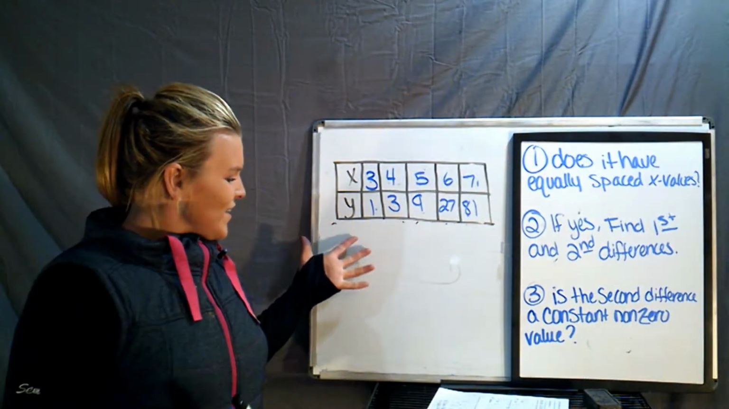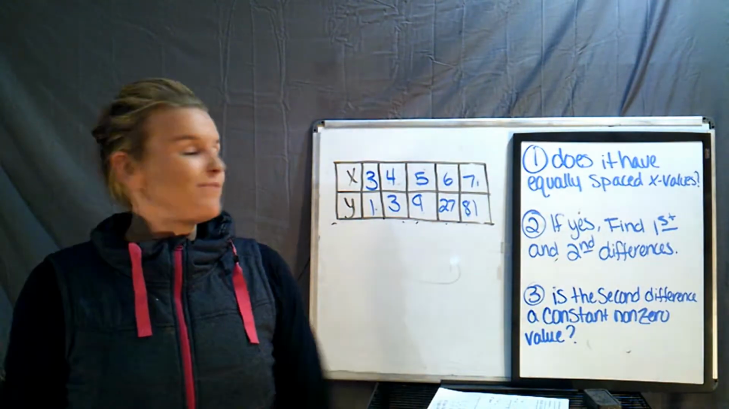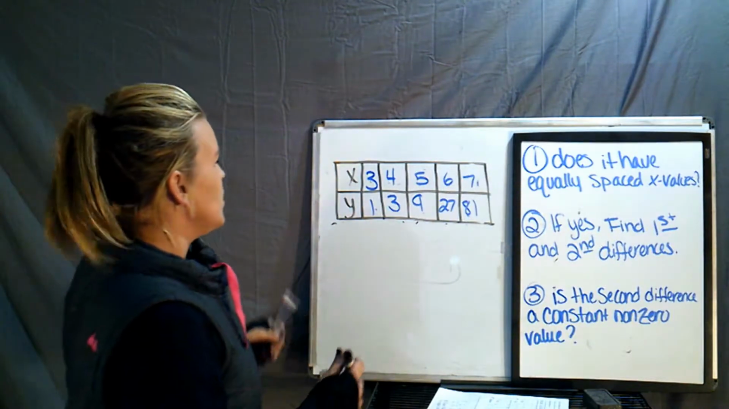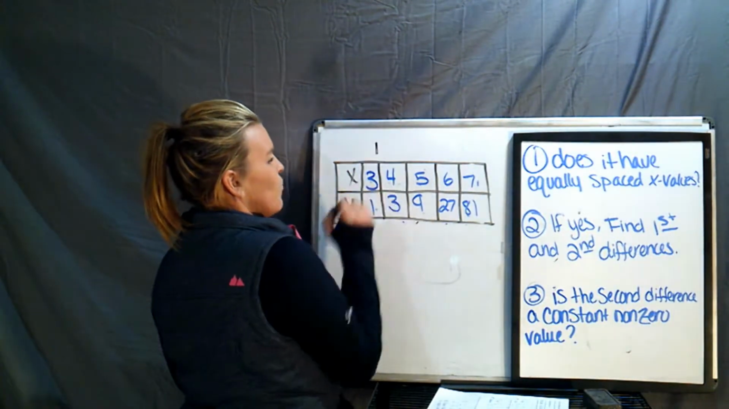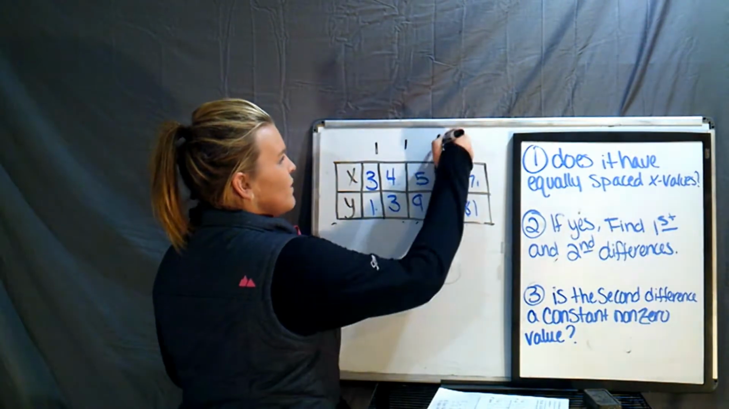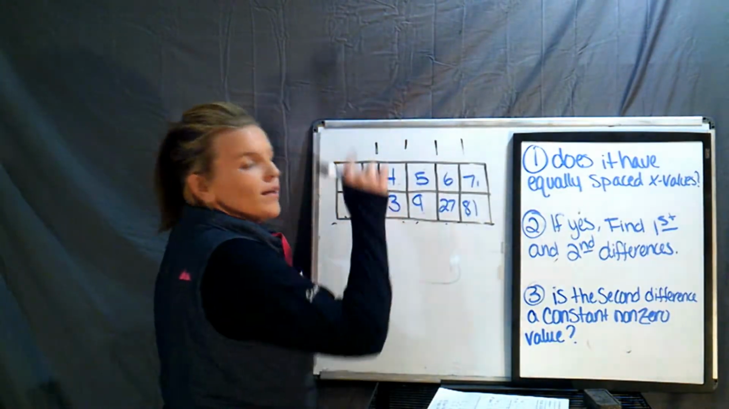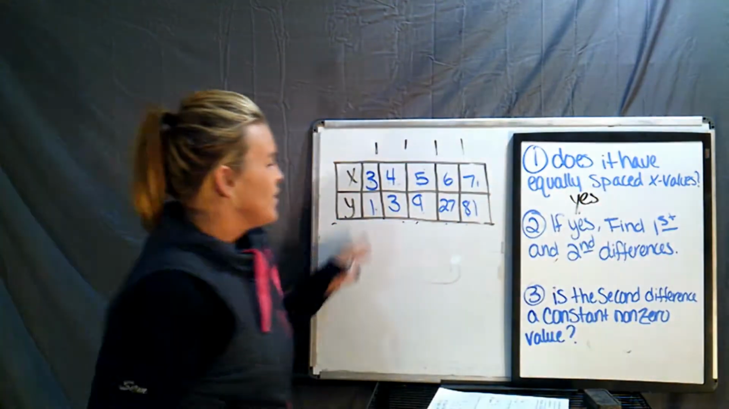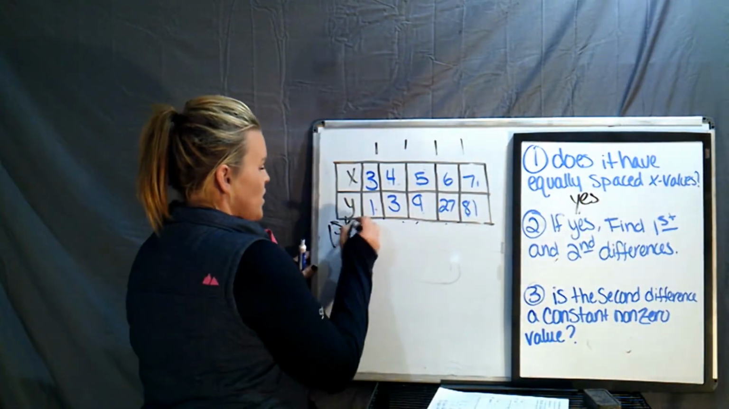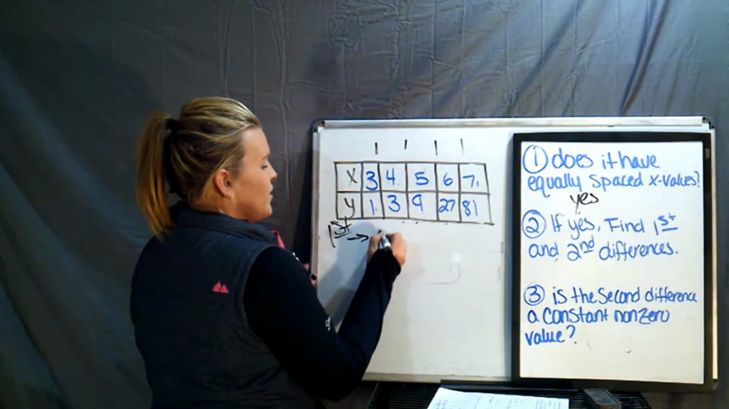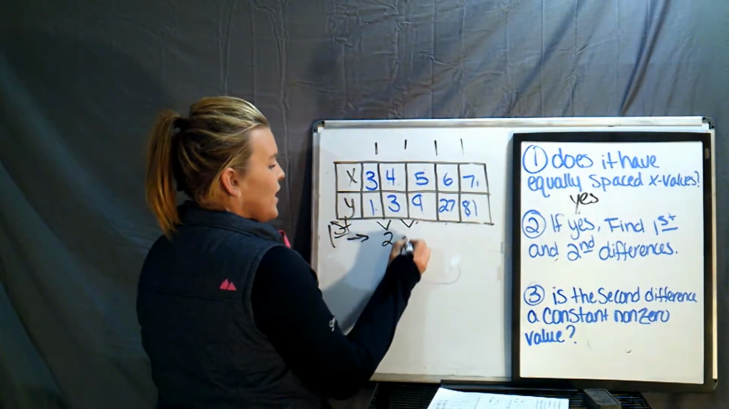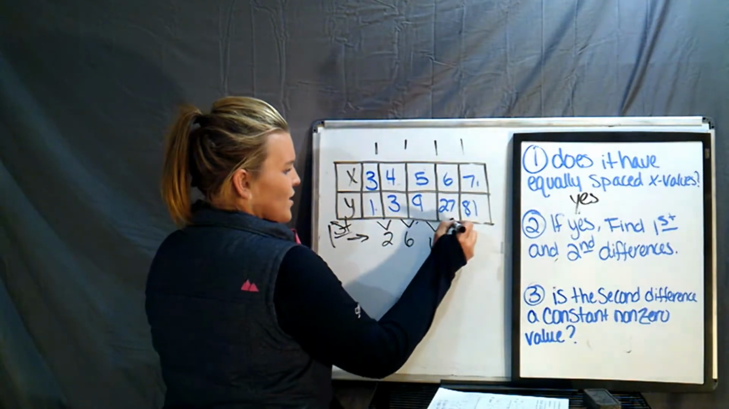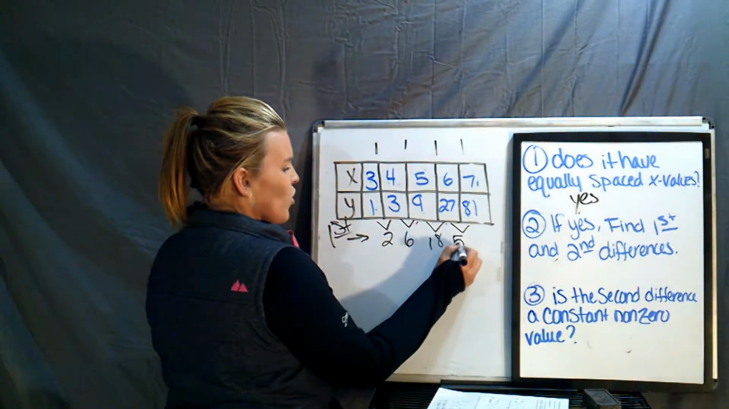Again, whether the data set could represent a quadratic function. Okay, first step, does it have equally spaced x values? Let's take a look. 3 and 4, difference, 1. Difference between 4 and 5, 1. 5 and 6, 1. 6 and 7, 1. Yes, we have equally spaced x values. So now, we're going to find our first and second difference. First difference, 1 and 3, 2. 3 and 9, 6. 9 and 27, 18. And then 27 and 81, 54.